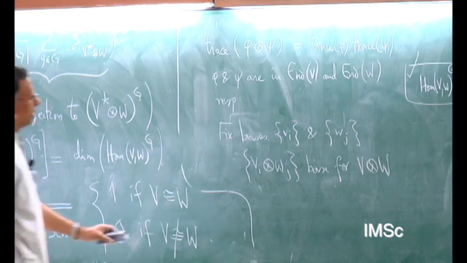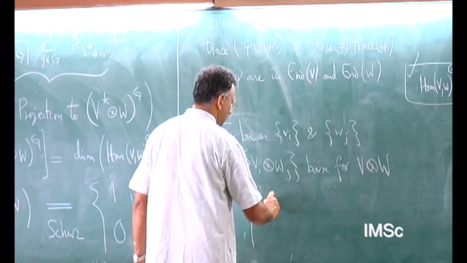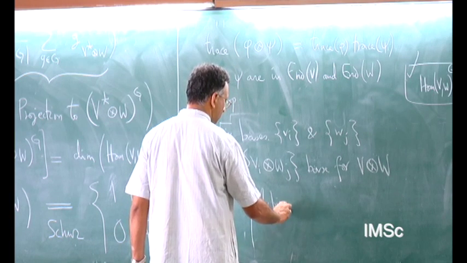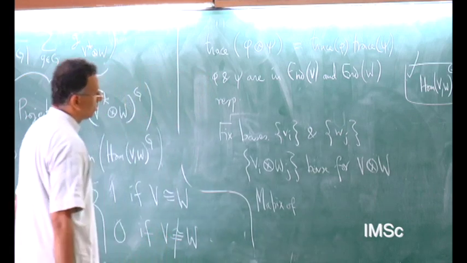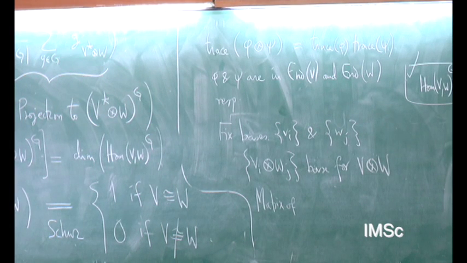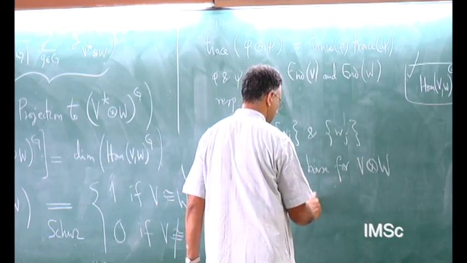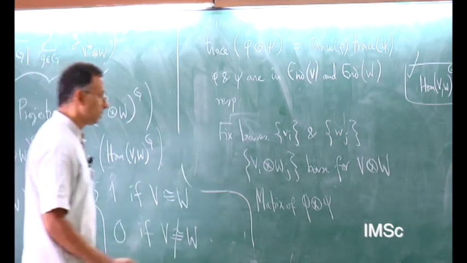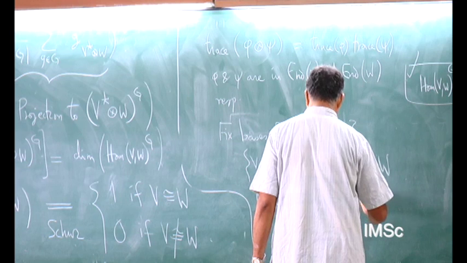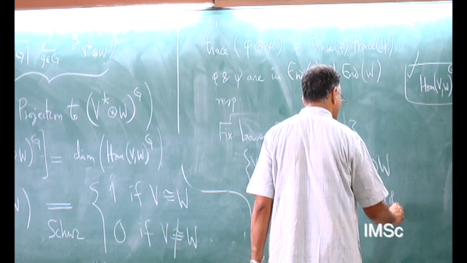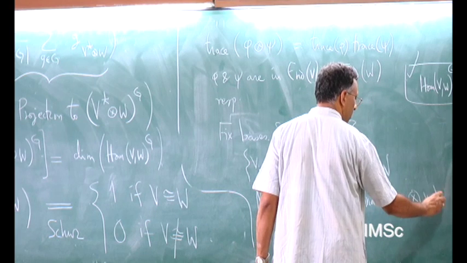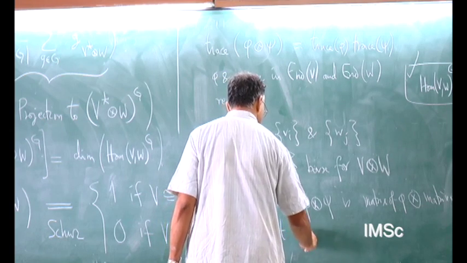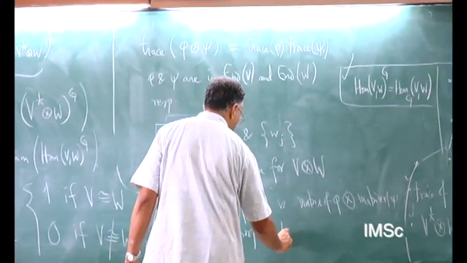So what is the matrix of phi tensor psi? It is the matrix of phi tensor the matrix of psi, with respect to the appropriate basis.